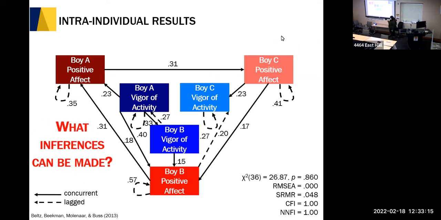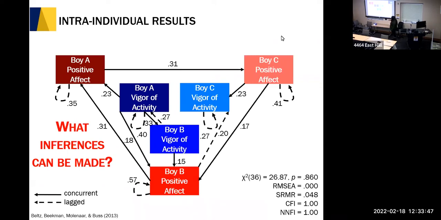All of these models fit well, in case you were concerned. But what's really interesting is the inferences you can make. So first, I'll point out that there are quite a few dashed lines coming out of one variable and back into the same variable, like for example, right here. And that just suggests that this is an autoregressive effect, as you would expect. The best predictor of boy B's positive affect at one moment is his positive affect a second ago or 5 seconds ago.